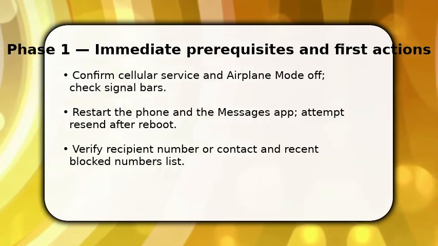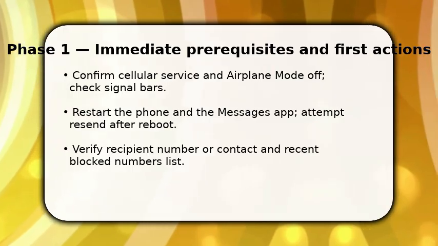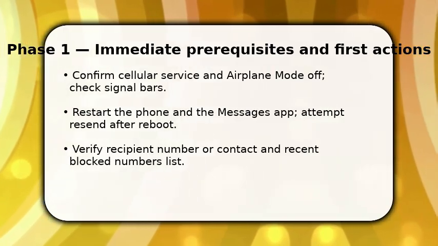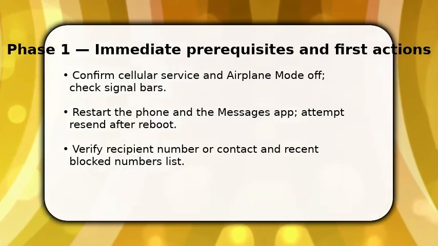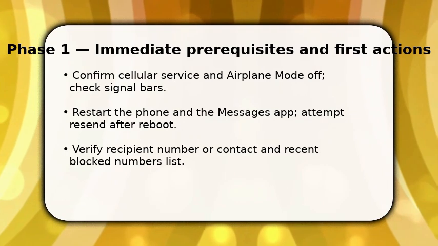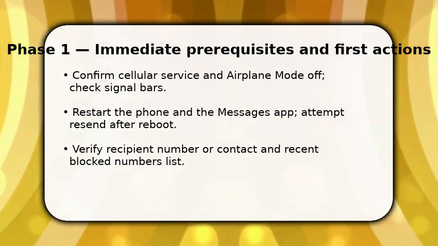Next, verify the recipient's number or contact entry and your blocked list. Wrong digits or accidental blocks cause silent failures. These steps remove common barriers quickly and get you into deeper diagnostics if needed.